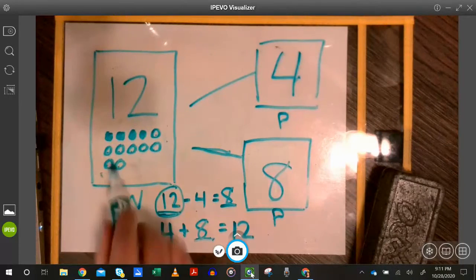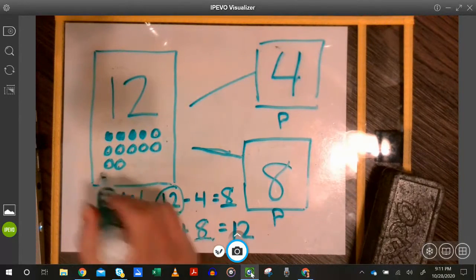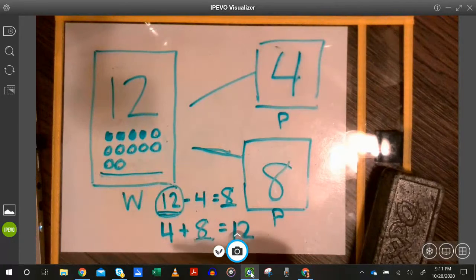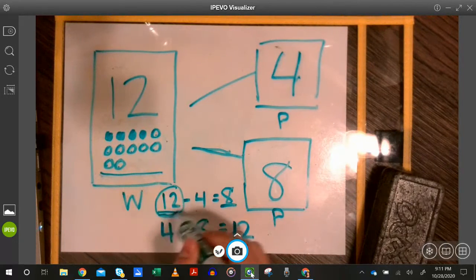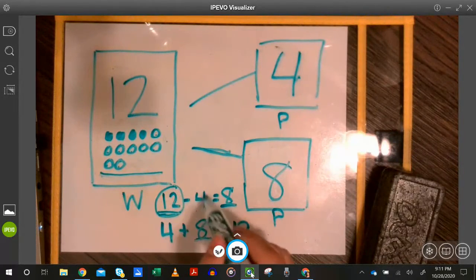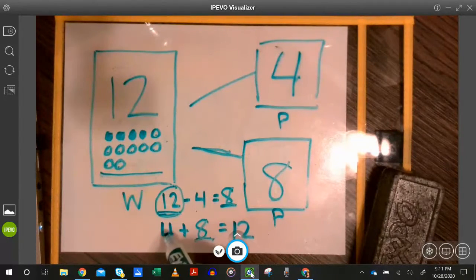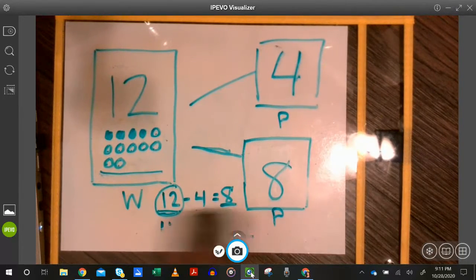Okay, that picture can show either of those sentences because we see the same parts. We see a whole of 12. We see a section that's 4, a section that's 8. We see a section that's 4 plus a section that's 8 to make a whole of 12. Let's look at another one.